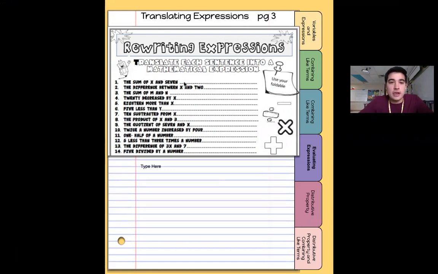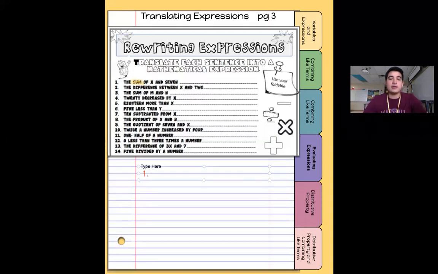So first things first, let's look at number 1. Number 1 says the sum of x and 7. What I want to do is change those words into a mathematical expression. So the first thing I should do is highlight any keywords that I see, okay? Right off the bat, I see the sum. Sum is a key word. So I'm going to highlight sum, not cross it out. So the sum of x and 7, okay?